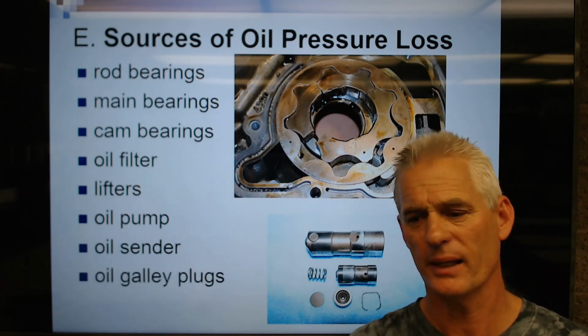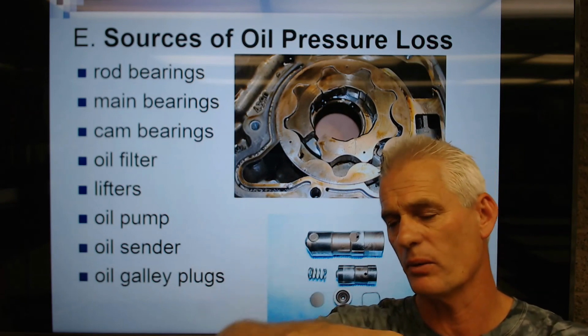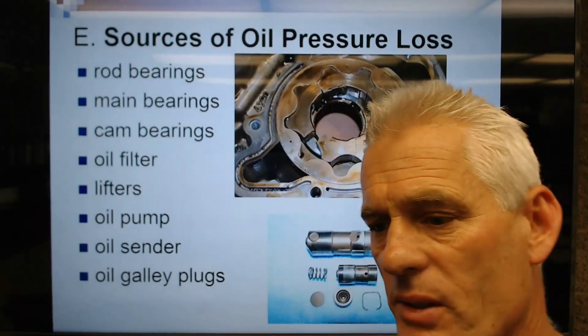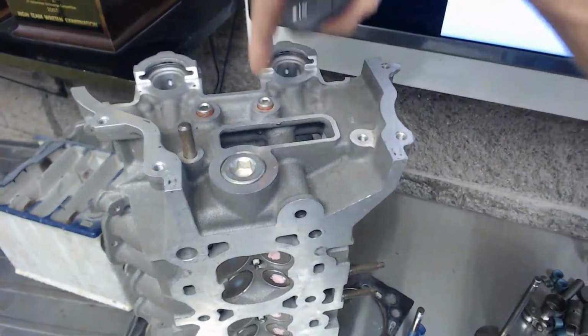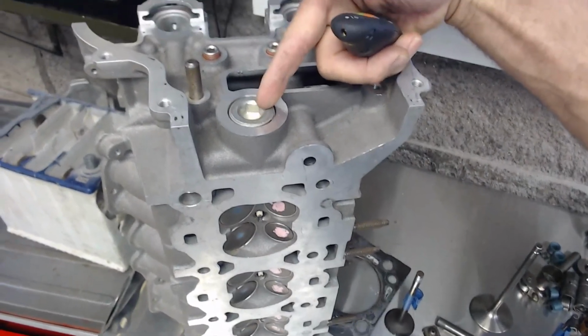Oil galley plugs. In the end of the block, where they drill oil tubes down through the block, they seal them at the end with plugs. So you can see on this cylinder head here, it's got some oil galley plugs right here. These two quarter pipe plugs are sealing oil galleys going down through. This one may be sealing coolant, but it might be sealing oil. I think this is coolant. I think these two are oil.